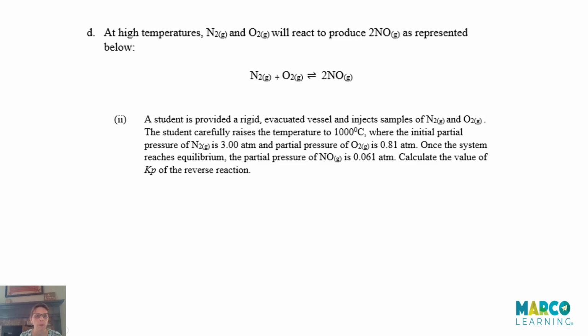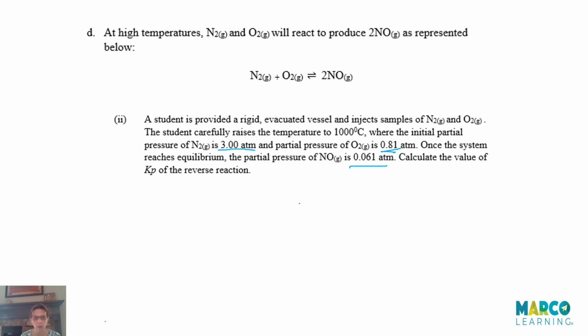We've got this reaction below, and now we're moving on to II. A student is provided a rigid evacuated vessel and injects samples of N2 and O2. Then the student raises the temperature to 1,000 degrees, where the initial partial pressure of N2 is 3 atmospheres, and the partial pressure of O2 is 0.81 atmospheres. And once the system reaches equilibrium, the partial pressure of NO is 0.061 atmospheres. Calculate the value of Kp of the reverse reaction.